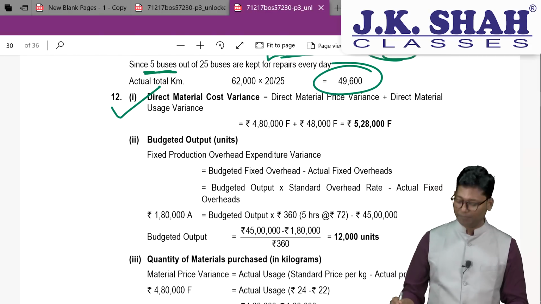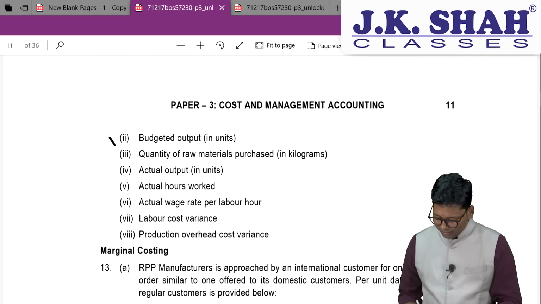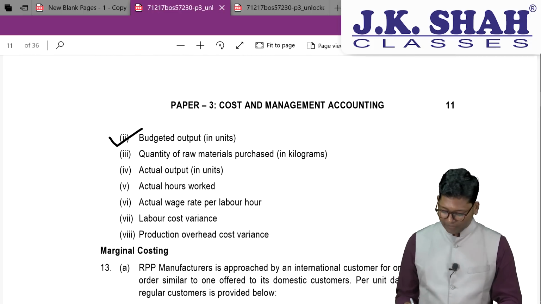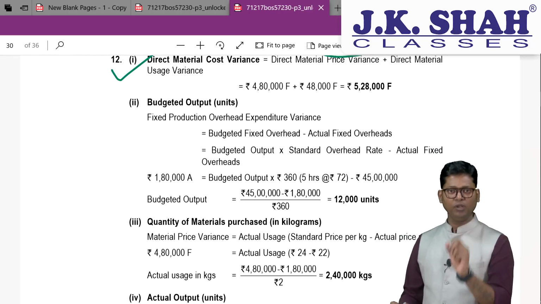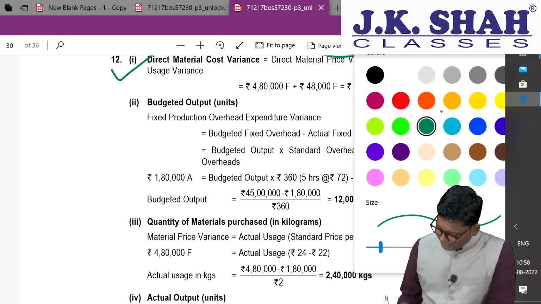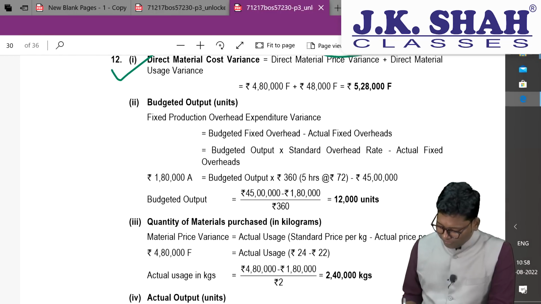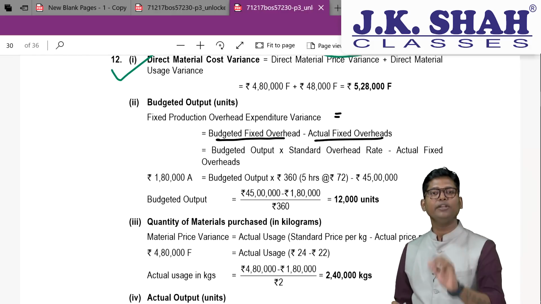See here, simple question. Point number 2 says you should calculate the budgeted output in units. For calculation of budgeted output, they have utilized the formula of fixed overhead expenditure variance. Whenever you are calculating fixed overhead expenditure variance, it is equal to budgeted fixed overhead minus actual fixed overhead. That is budgeted minus incurred, correct?